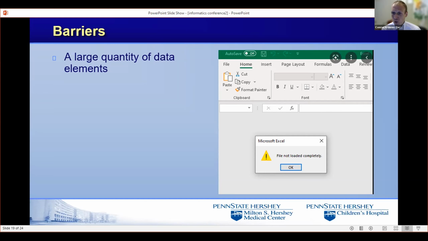And I had to actually Google to figure out what that meant. And basically I learned that Excel is limited to 1 million something, 1,048,576 rows or something like that. And I was kind of like, okay. So then I Googled, what do I do when I have an Excel file that said file not loaded completely?